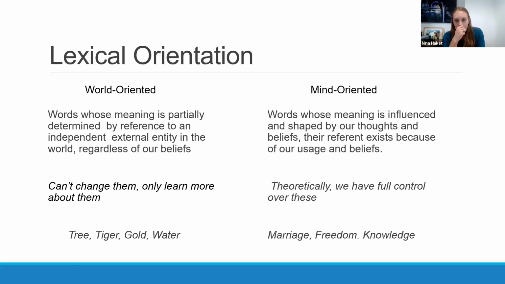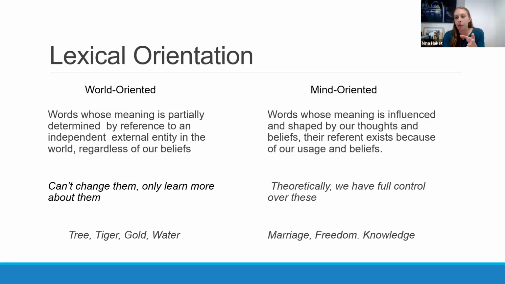The first one is the lexical orientation. There's not that much to say here, since it's basically the same as Sawyer put forward. It deals with the referential component of word meaning. I define world-oriented words as words whose meaning is partially determined by reference to an independent external entity in the world, regardless of our beliefs. I say partially here because, like I said, my notion of word meaning means that words cannot be exhausted by this external component, but in world-oriented ones, they are at least partially determined by it.